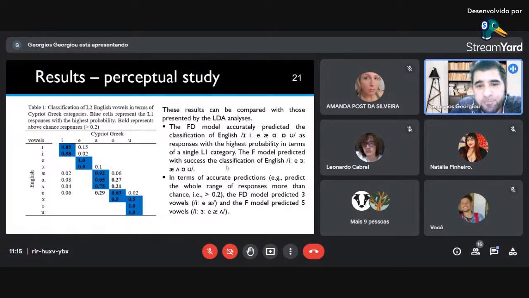So here we can see that both models predicted accurately 5 out of 11 vowels, which is quite good. It's a quite good result.